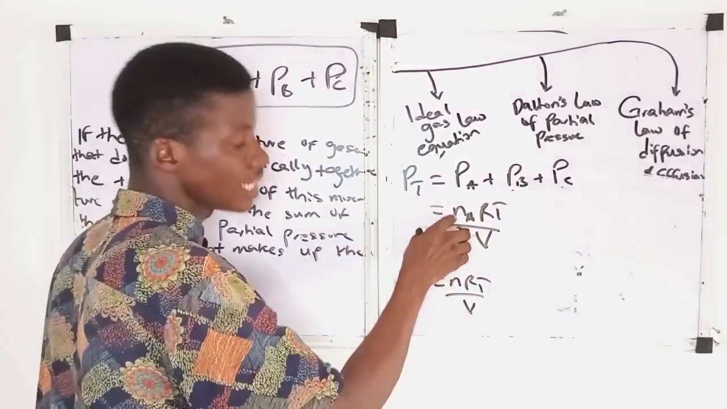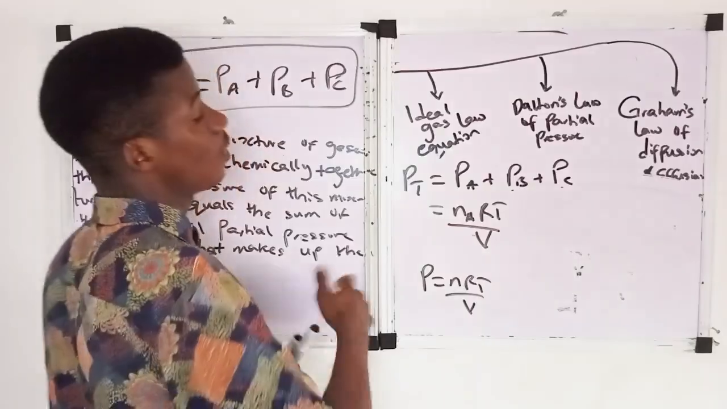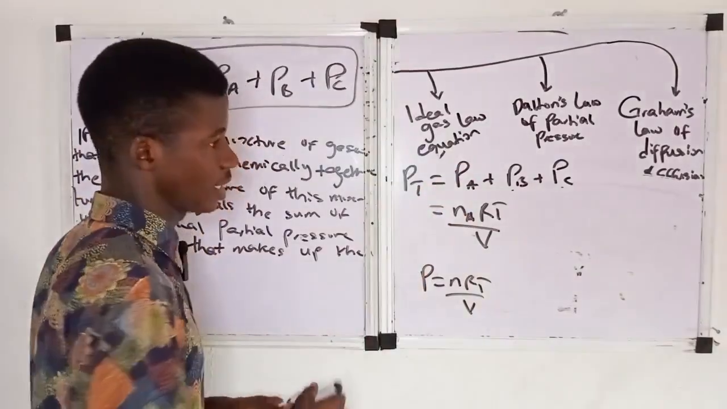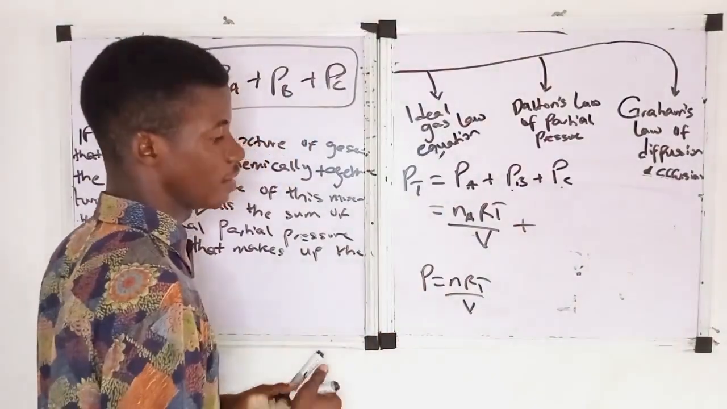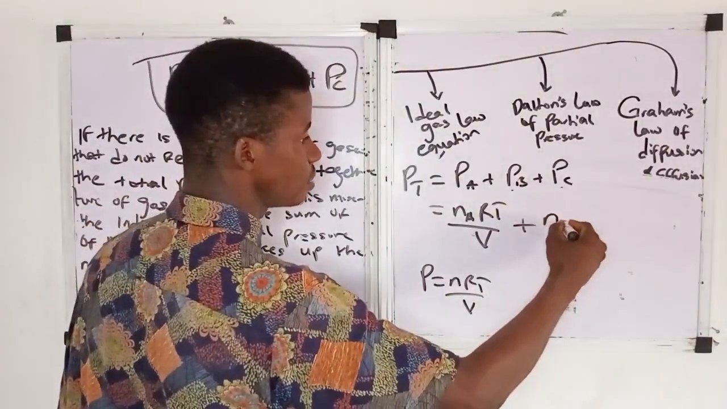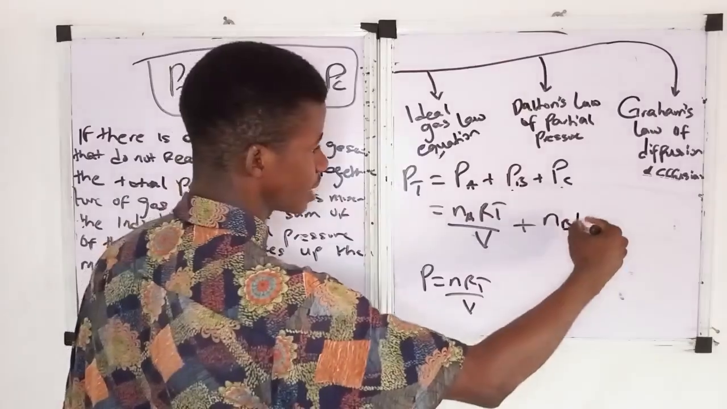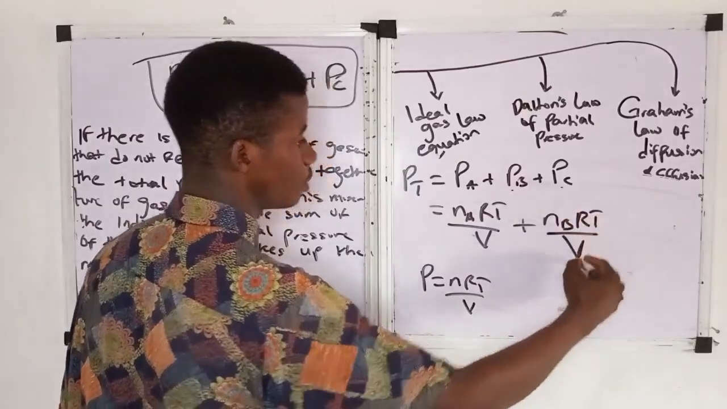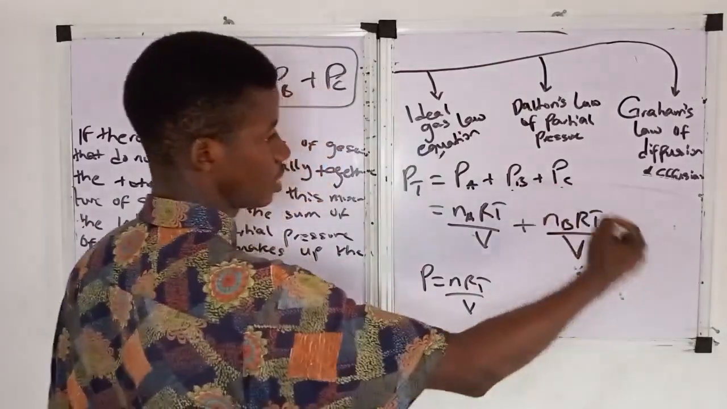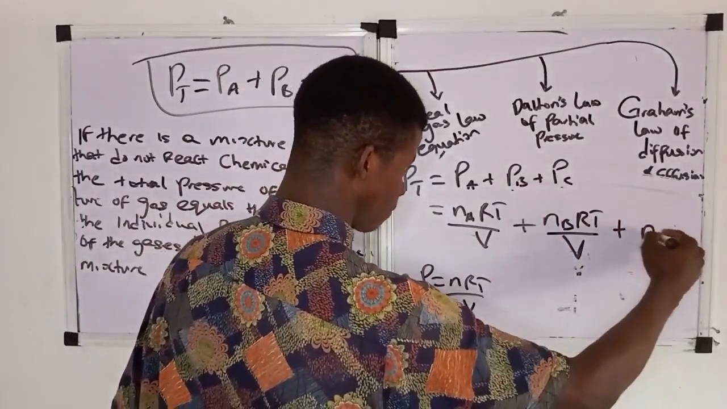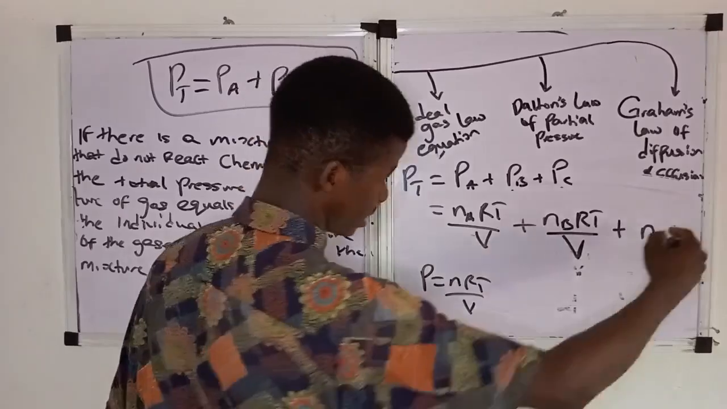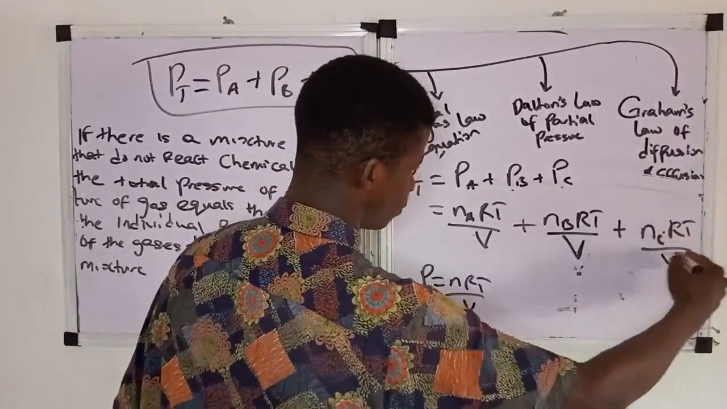So this nA is the number of moles of gas A, okay? Then plus, remember, pressure is equal to nRT over V, plus nB, number of moles of gas B, times RT over volume, right? Then plus nC, number of moles of gas C, then RT over volume, right? Yes.